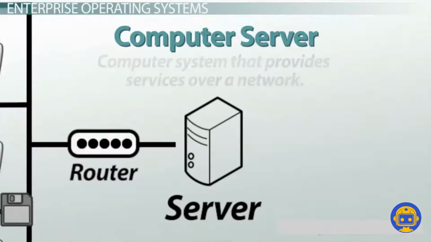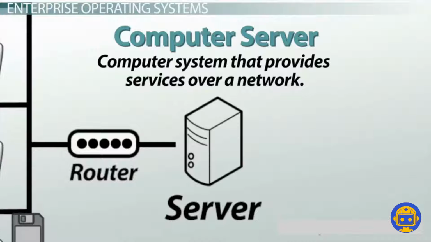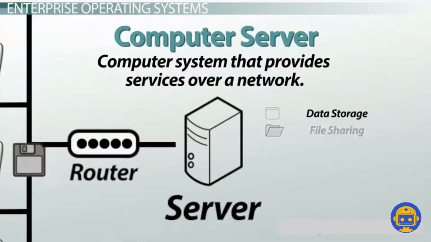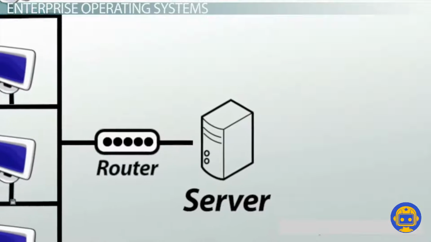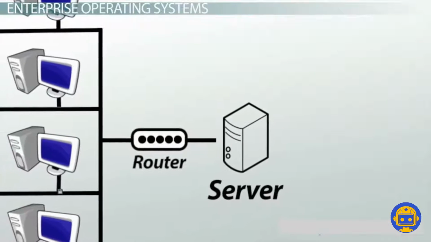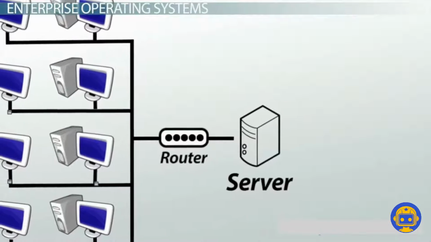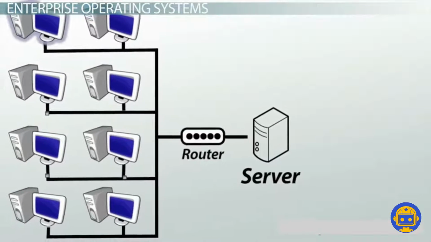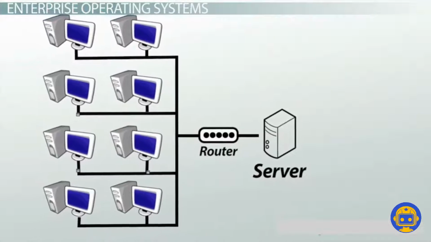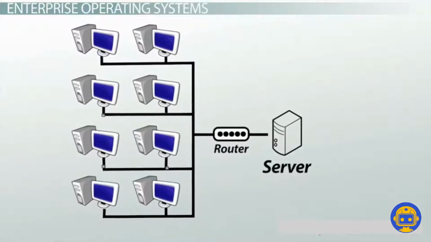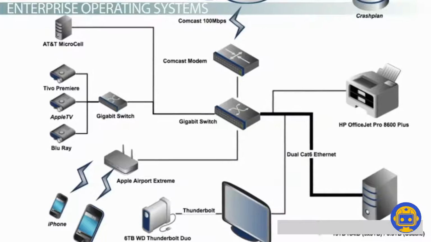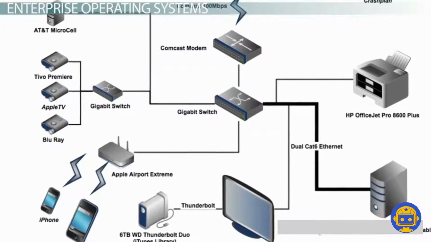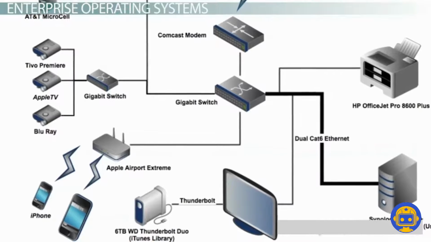A server is a computer system that provides services over a network. These services can include things like data storage, file sharing, email management, hosting websites, and the like. The network operating system has many of the functions of a personal OS, but also needs to provide functions for security and administration. Multiple users need to access the network at the same time, and this needs to be managed carefully. A number of different operating systems can be used to manage an enterprise. Managing multiple platforms in a single network used to be very complicated, but in today's business world, multi-platform is the norm.